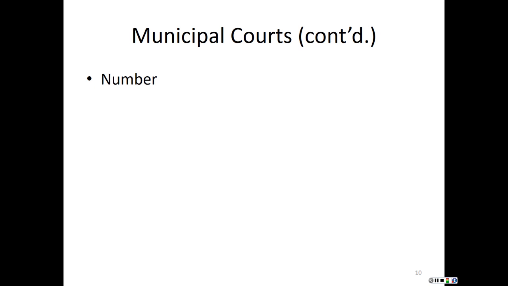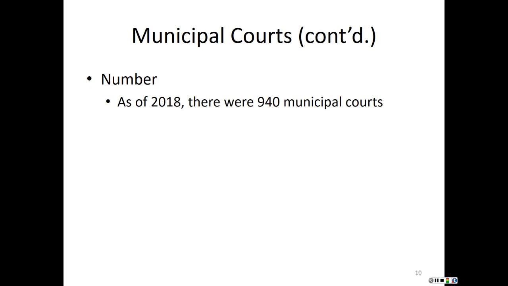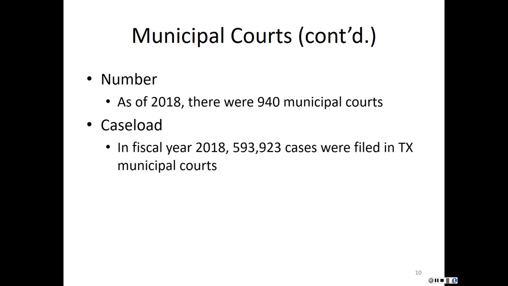Number. How many municipal courts do we have in the state of Texas? As of 2018, there were 940 municipal courts. Their caseload. Caseload means how many cases does a court handle. Out of these 940 municipal courts in fiscal year 2018, they handled almost 594,000 cases. Almost 594,000 cases were filed in Texas municipal courts.